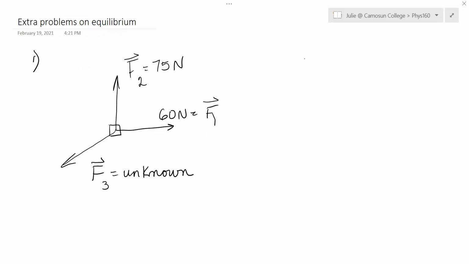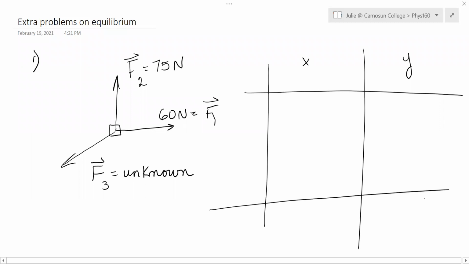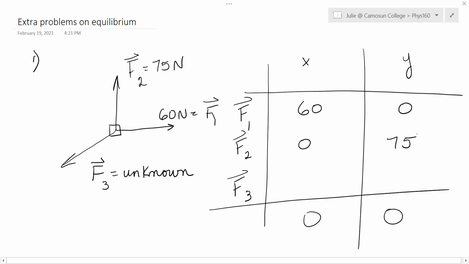Okay, so we do our table. Remember our x and our y, and they have to add to 0. So we'll list our forces F1, F2, and F3. You have to be careful of the positives and negatives. So F1 is in the x direction. There's nothing in the y direction. F2 has nothing in the x, but has 75 in the y. And F3 we don't know, but let's just call it F3x and F3y.